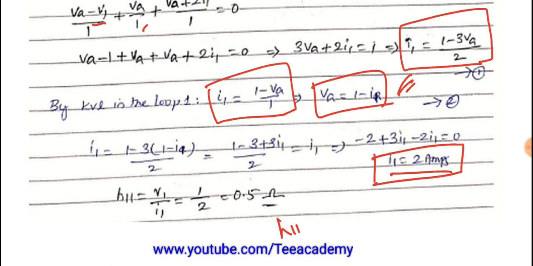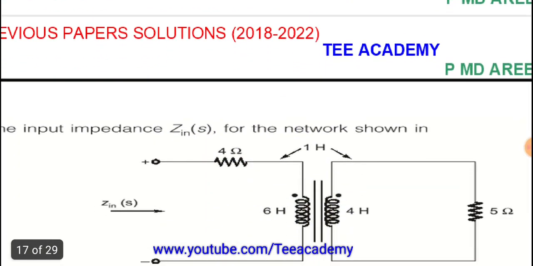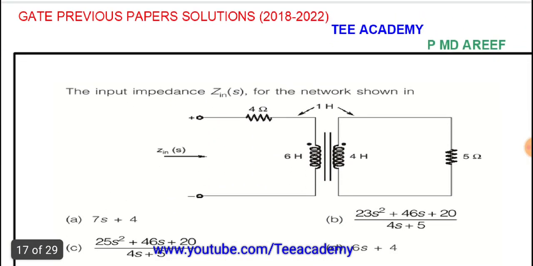Now H11 is nothing but V1 by I1. We know the V1 value is 1, and the I1 value is 2. So it's nothing but 0.5, the units are ohms. So the answer will be 0.5 ohms. And we'll move to the next question.